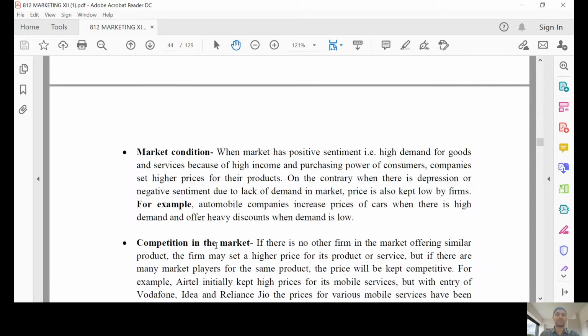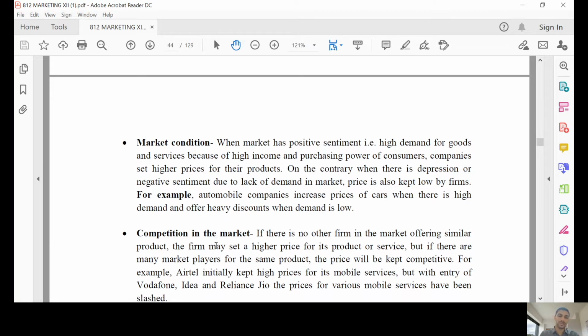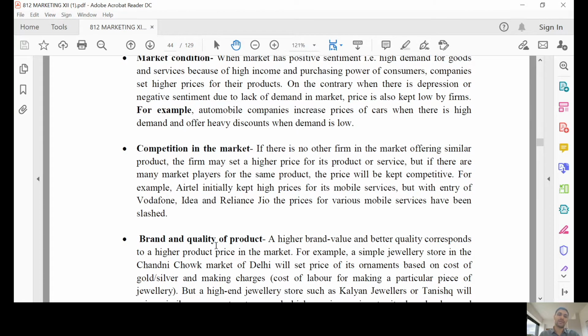Market condition. Now, due to the pandemic, the market condition is not good in some places. That is why some companies are giving products at a lesser, discounted price, etc. Competition in the market. You take the Indian telecom market, too much competition. That is why every company is offering telecom service at a lesser price.